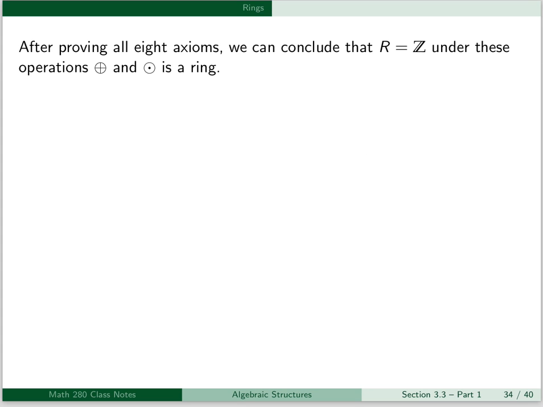So after proving all 8 axioms, we can conclude that R equals Z under these two operations is in fact a ring.